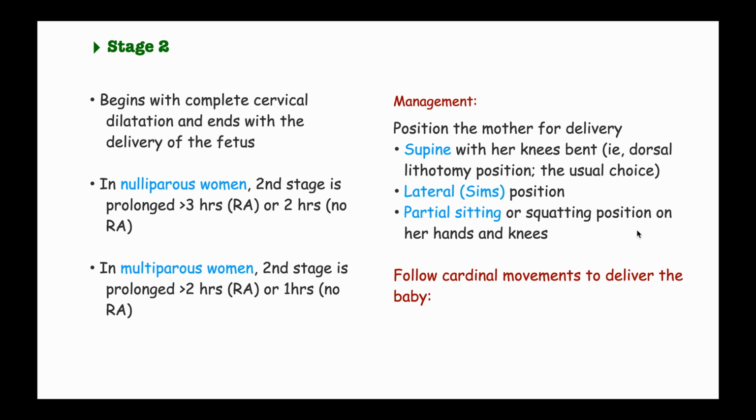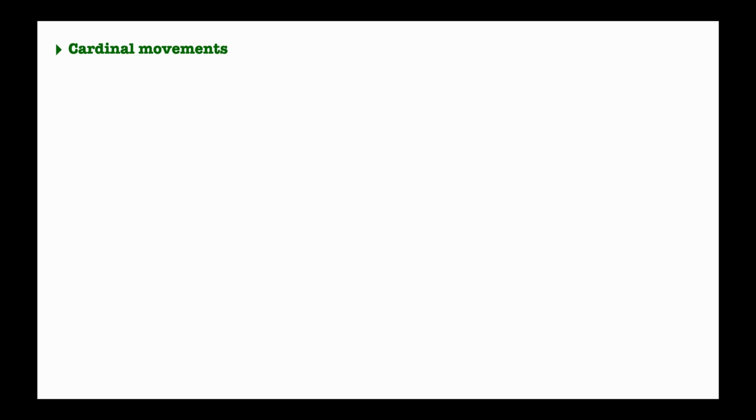Then we follow the cardinal movement to deliver the baby. So what is cardinal movement? This is also known as the mechanism of labor, and it is the ability of the fetus to maneuver the pelvis during labor by making changes in the position of its head as it passes through the birth canal. There are 7 sequential processes of the cardinal movement which we must know. But before that, it is important to note that when labor starts, the fetus is usually in the occipitotransverse position.